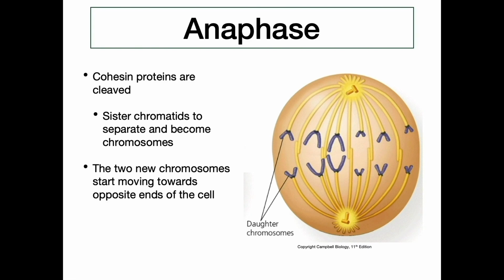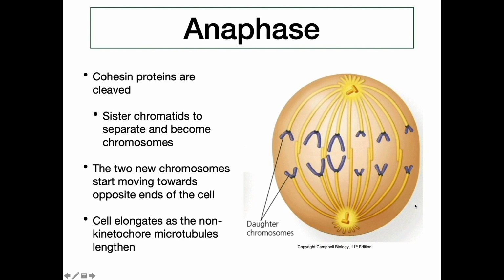The two new chromosomes are then going to start moving towards opposite ends of the cell. If you remember from the last slide, we talked about how the kinetochores on each of the sister chromatids are attached to microtubules from opposite poles of the cell. And so now those chromosomes are going to get pulled towards the centrosome that has the microtubule that is attached to their kinetochore. And the cell is going to elongate as the non-kinetochore microtubules lengthen, which we also talked about a little bit when we looked at the mitotic spindle.